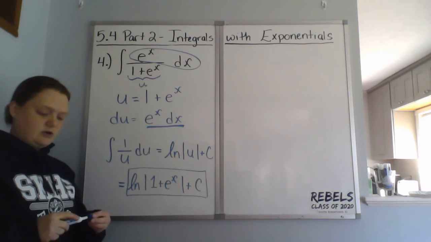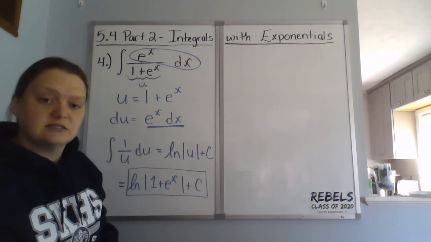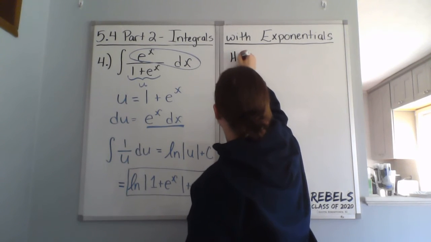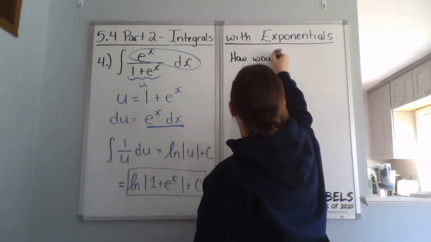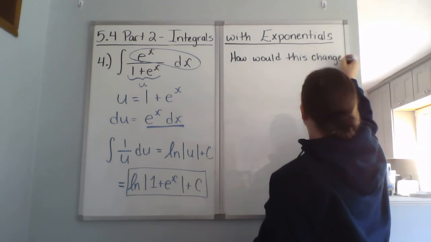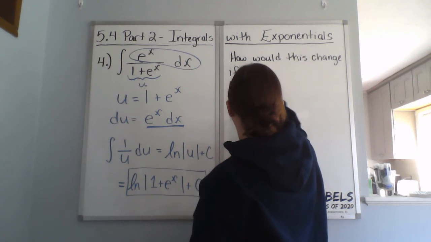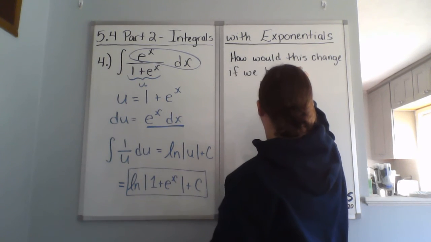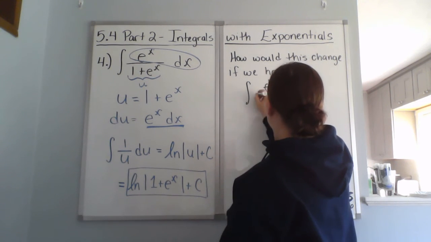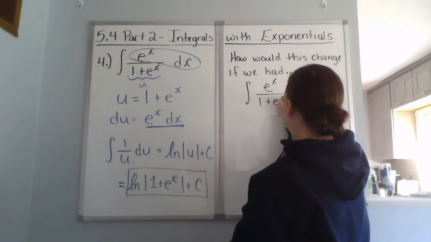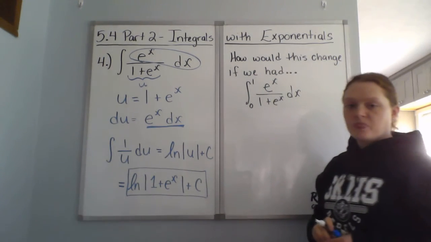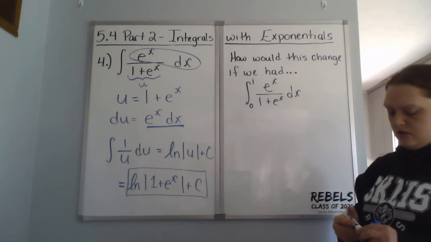Now, I do have a follow-up question, and this is to tie back in some of the stuff that we did back in chapter 4. My follow-up is, how would this change if we had the integral, same integrand, e to the x over 1 plus e to the x dx, but now I put bounds on the integral sign. How would it be different if I put bounds on the integral sign?